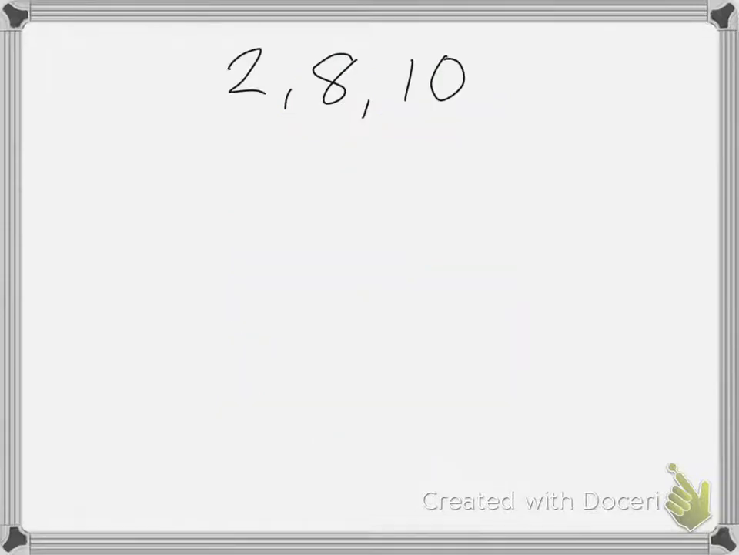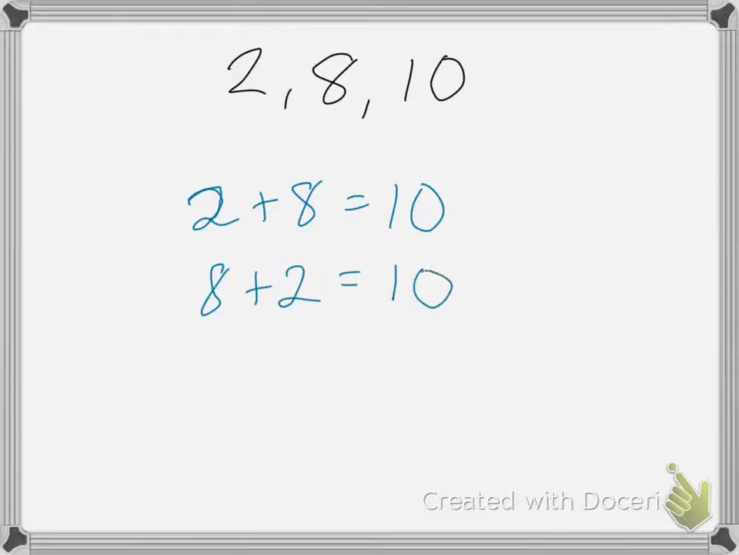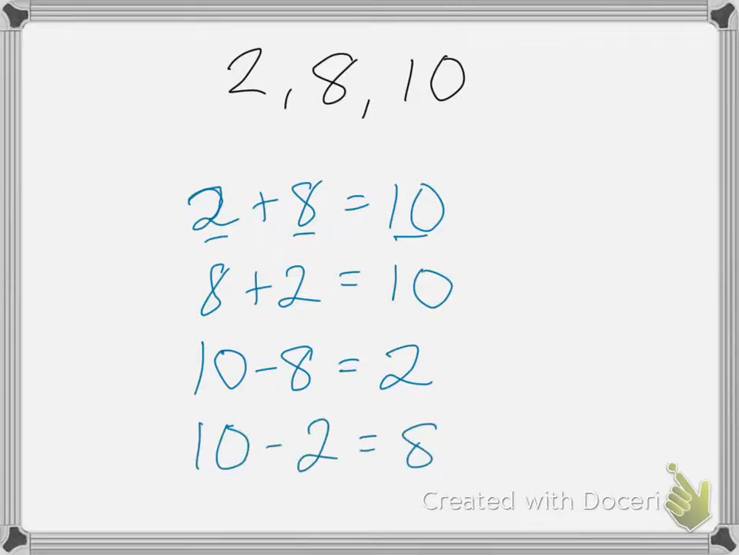Okay, so let's say I have the numbers 2, 8, and 10. And let's write my addition fact families first. Well, I know that 2 plus 8 equals 10. But I also know that 8 plus 2 equals 10. What subtraction facts can we have? Well, with subtraction facts, we have to use the bigger number first. So it's going to be 10, and then I can subtract another one. So 10 minus 8 equals 2, the third number, or 10 minus 2 equals 8, right?